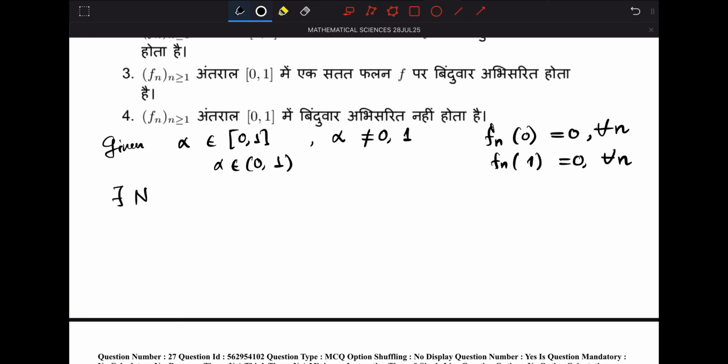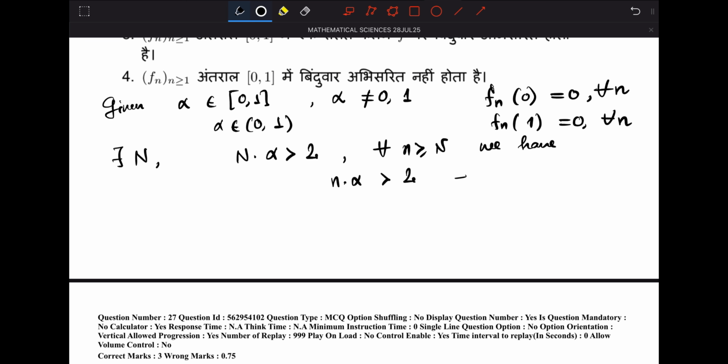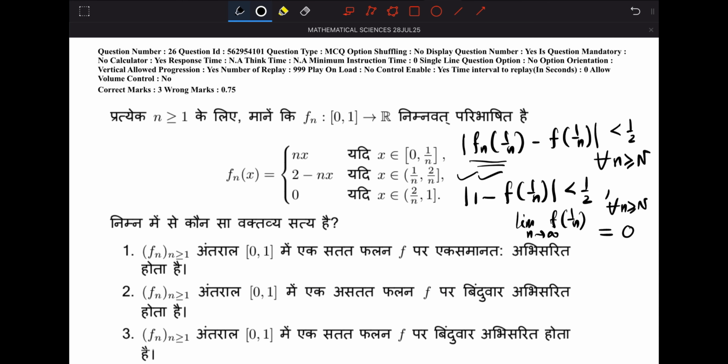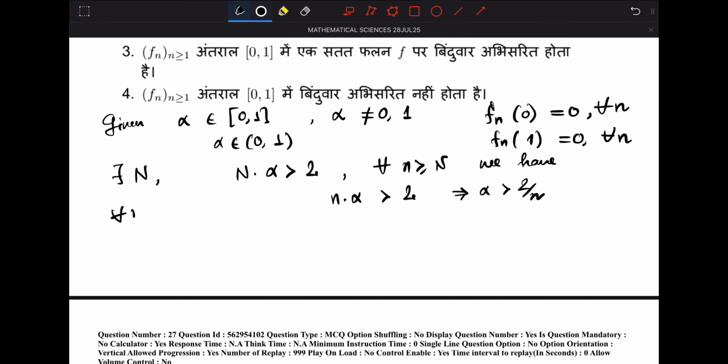Then there exists an N such that N times alpha is greater than 2, by the Archimedean property. Now for all n greater than or equal to N, we have n times alpha greater than 2. Correct? So basically alpha is greater than 2 by n, so alpha is inside the interval, which means for all n greater than or equal to N, fn of alpha is 0. Right?